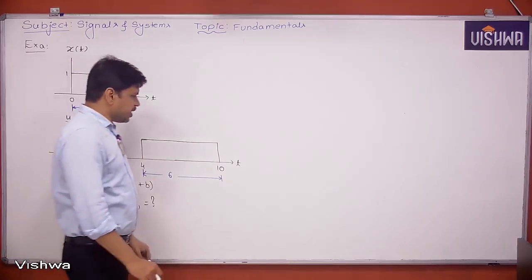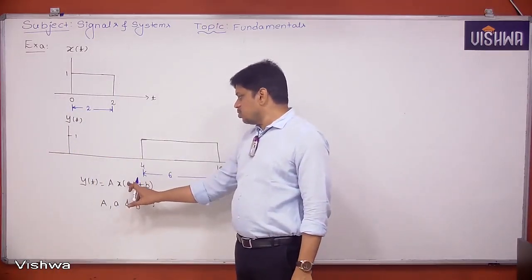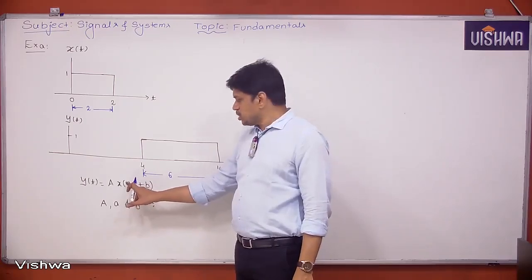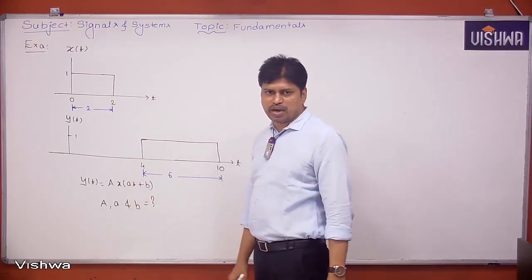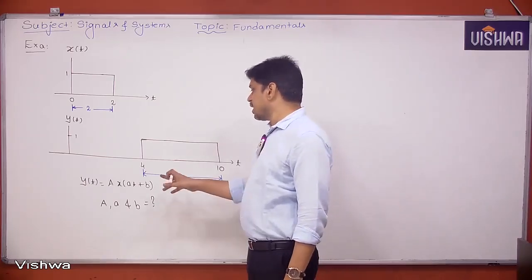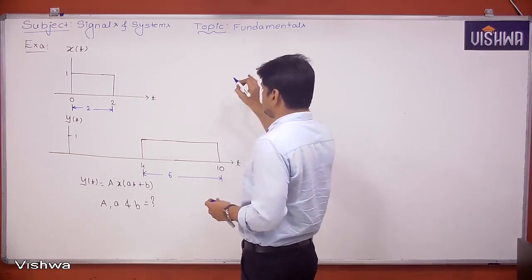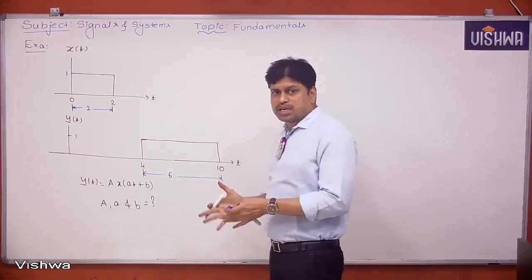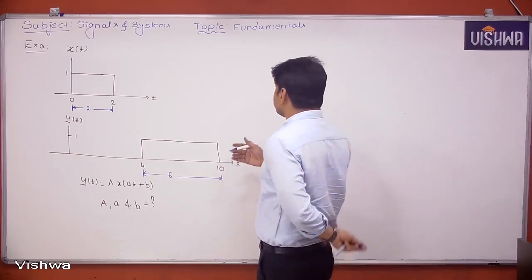So small a value, many people think that it is 3. The a value looks like 3, but it is not 3. Suppose if I write 3t, that means it is compressed, but we require the expanded version. So what do we have to do? We have to take a value equal to 1 by 3. I don't know how much shift we have to do, but we know how much scaling we have to do. So go with that procedure.